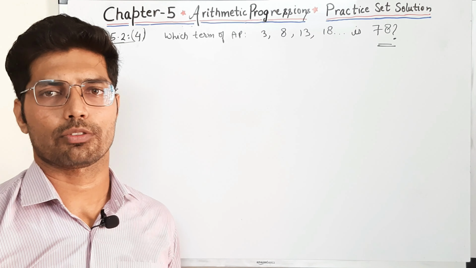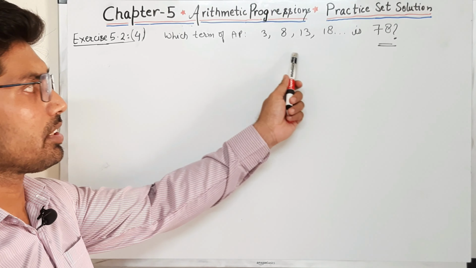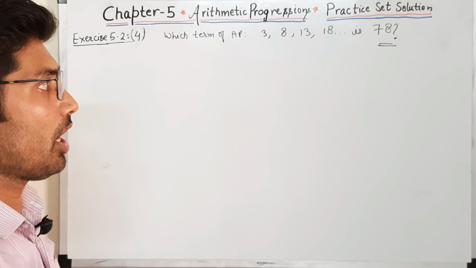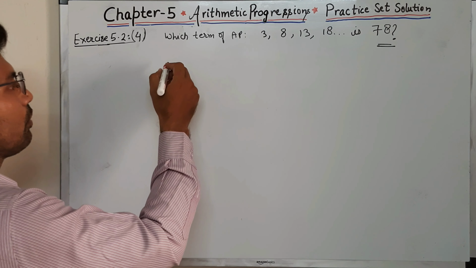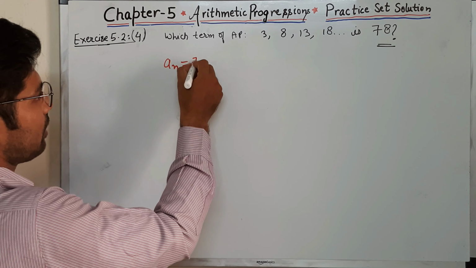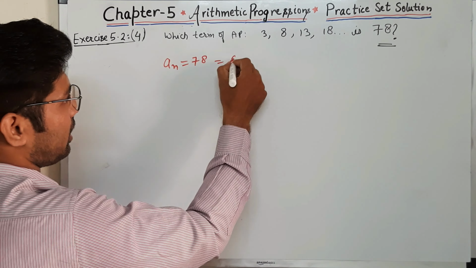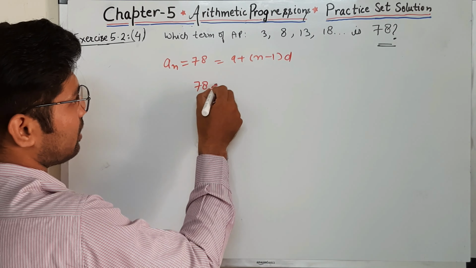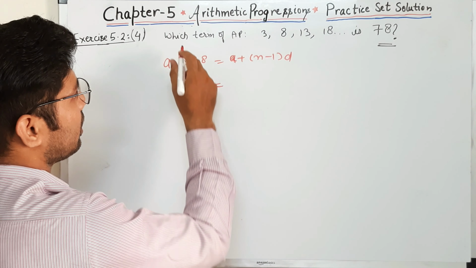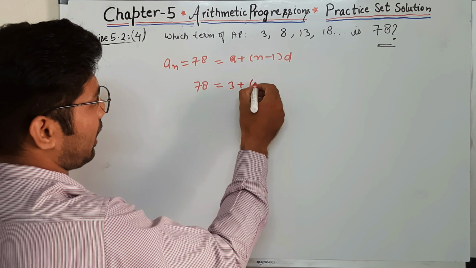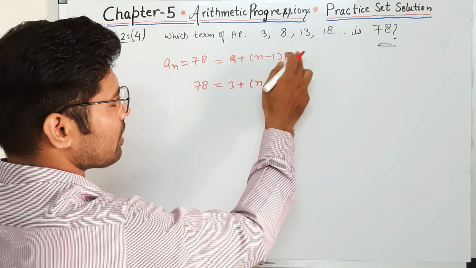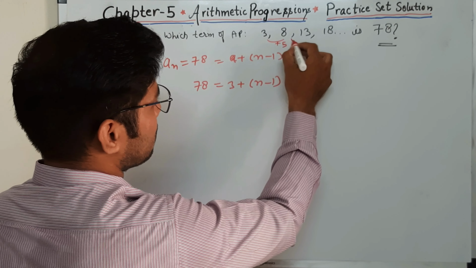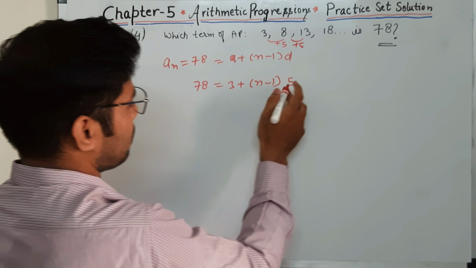Okay guys, now come to the next question. Here we have been given some series and we need to find which term is 78 in this series. Okay, so the nth term is given and we need to find the value of n. So an is equal to 78, which is a plus n minus 1 into d. 78 is equal to a, we know, right? a is 3, n we don't know, that we need to find, and the difference is, what is the difference? 8 minus 3 is plus 5, right? Here you can see 13 minus 8 is plus 5. Okay, so d is 5.